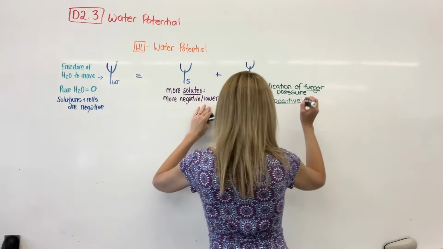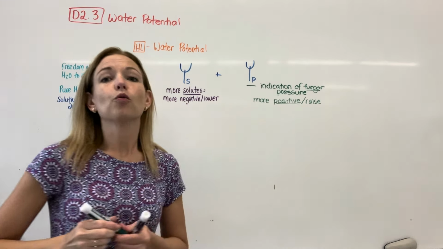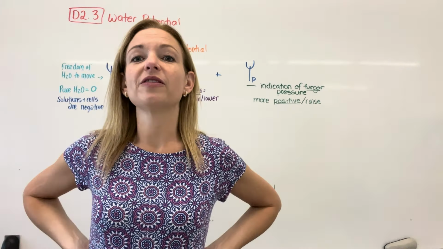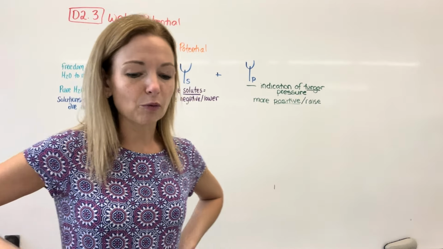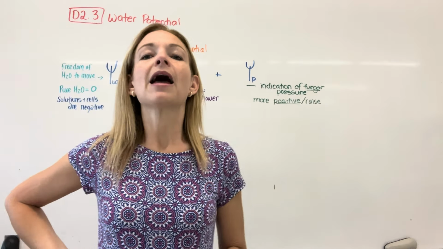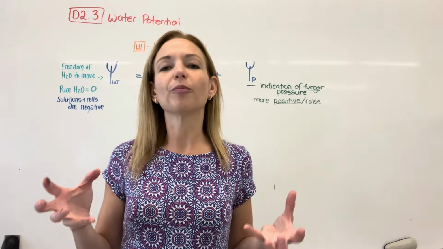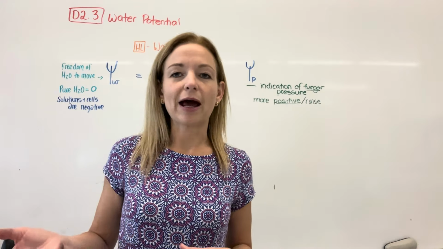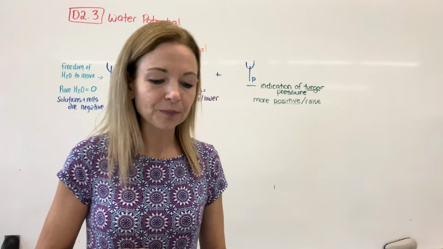So this is going to lower water potential. This is going to raise water potential. So one is looking at how many solutes there are. The other is looking at the turgor pressure. Generally speaking, when we talk about turgor pressure and all that, we're looking at it for plant cells because only plant cells are able to exert a pressure that is greater than atmospheric pressure. So animal cells and solutions, this is not relevant for.